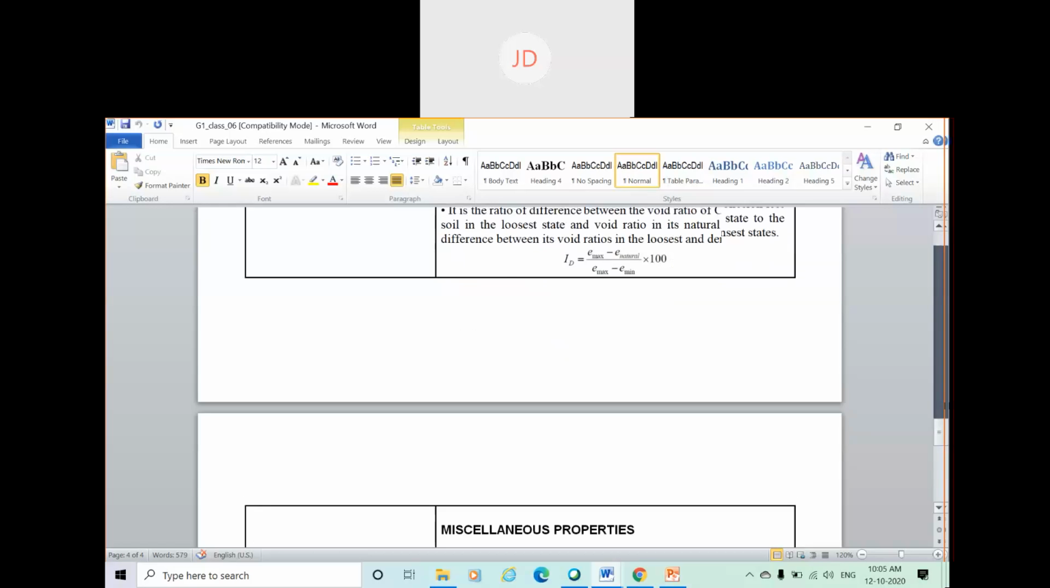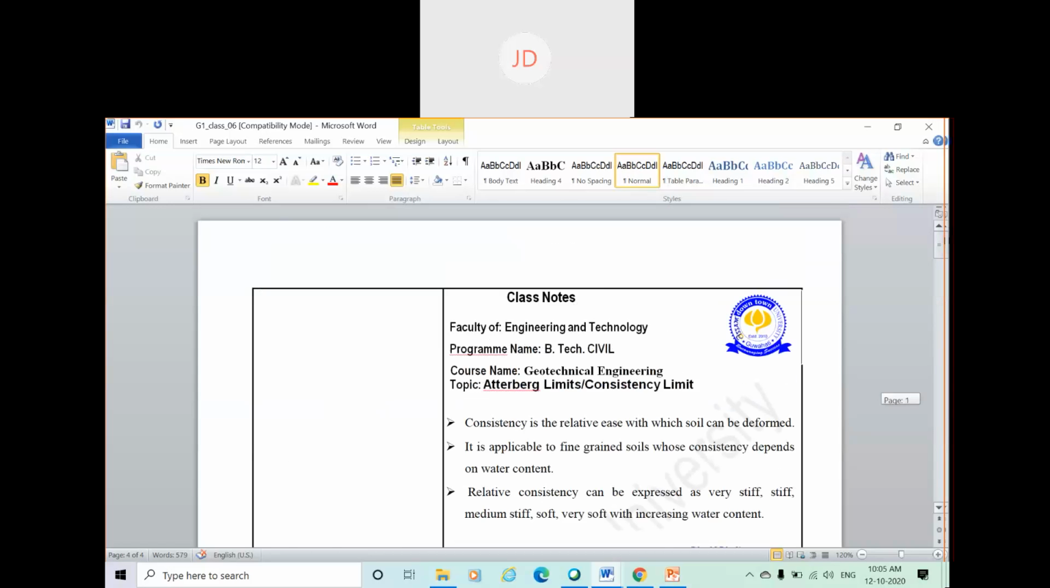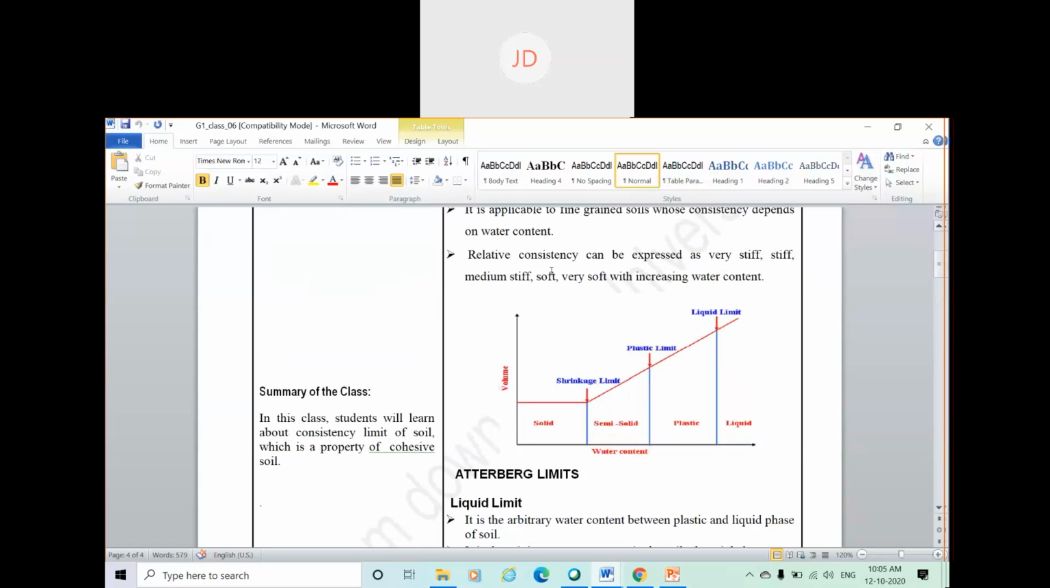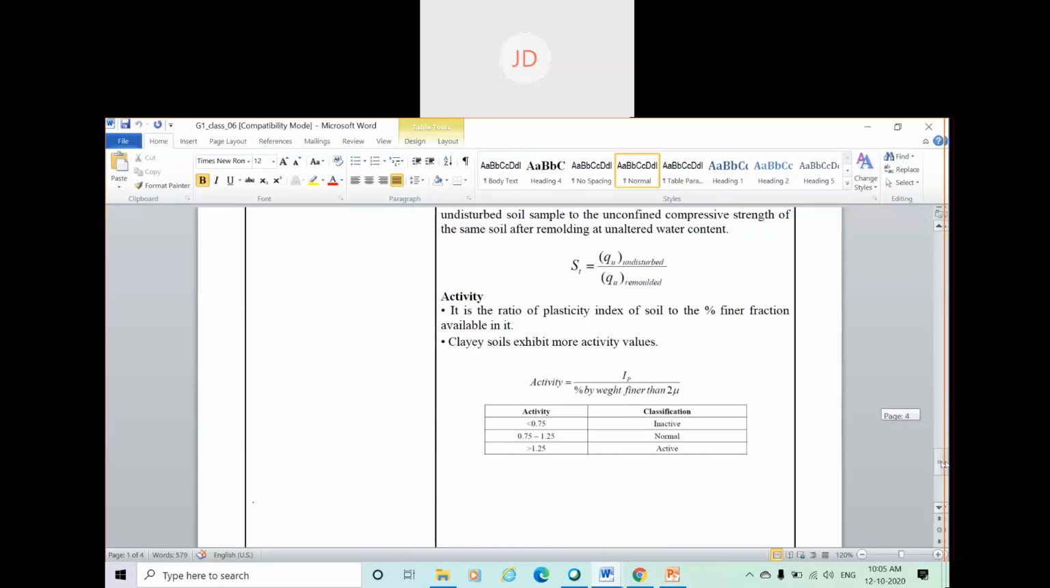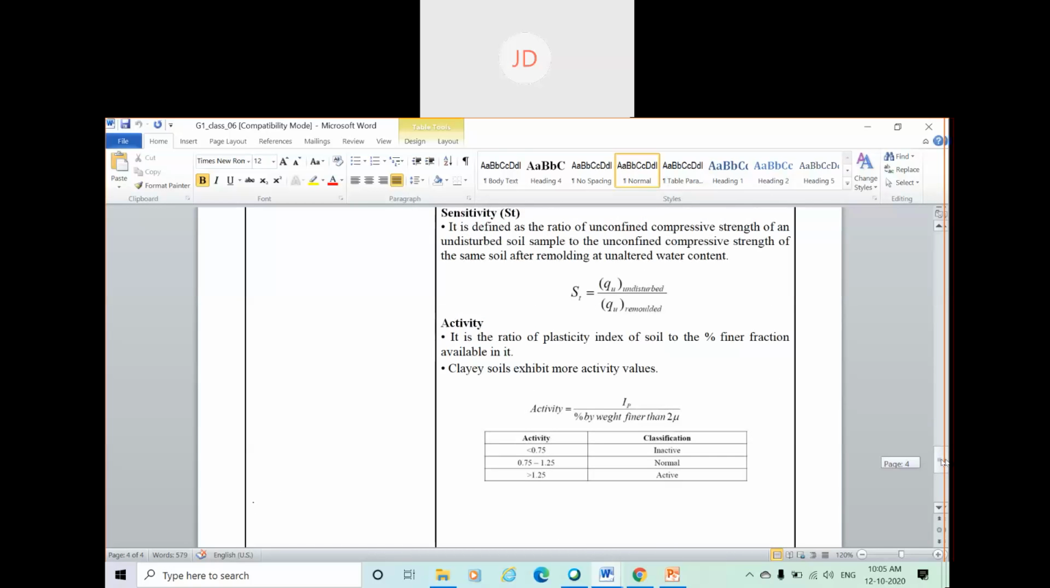We already discussed this diagram: a clay soil can increase its volume with an increase in water content. So for whatever soil you have, to understand whether it is active or not, meaning whether it can change volume and has plasticity or not, a new term is introduced here: activity. Activity represents how much percentage of clay is there in your soil.